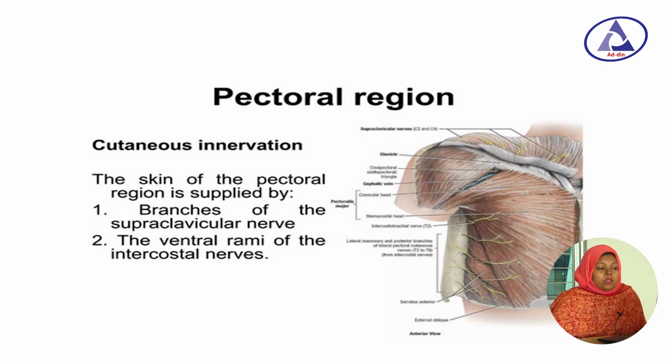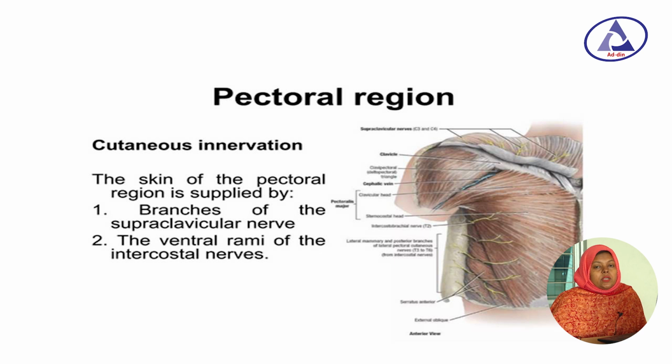Then we come to the ventral rami of the intercostal nerves. They come from the second to sixth intercostal nerves. This region is supplied along the second to sixth ribs. Now we come to the arteries. The cutaneous arteries are the branches of the perforating branches of the internal thoracic artery.